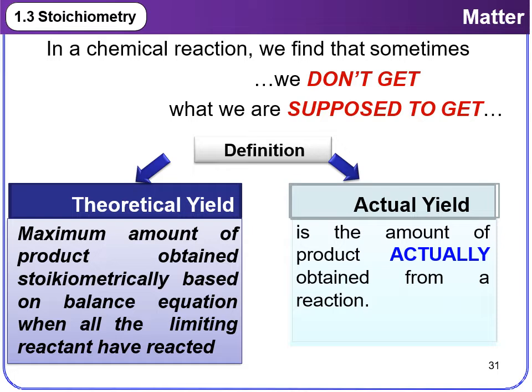Now we relate this to the chemical reaction. We don't get what we are supposed to get. What we actually obtain is called the actual yield. Like just now we have 7 pairs getting married, so that is the actual yield. Normally when we solve the question, the actual yield will be given in the question.